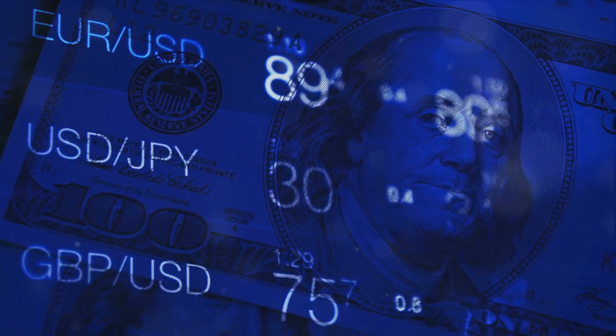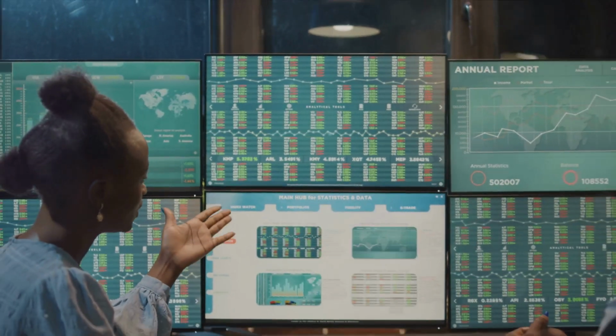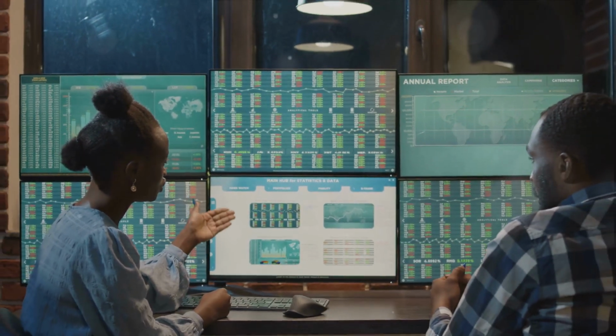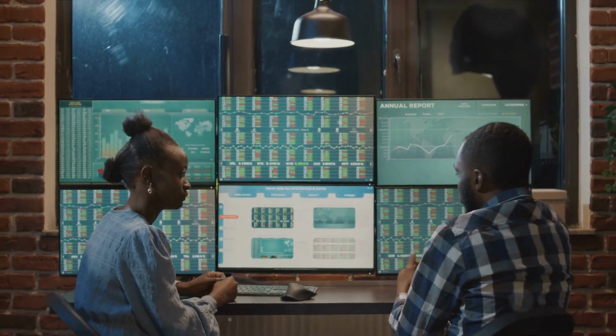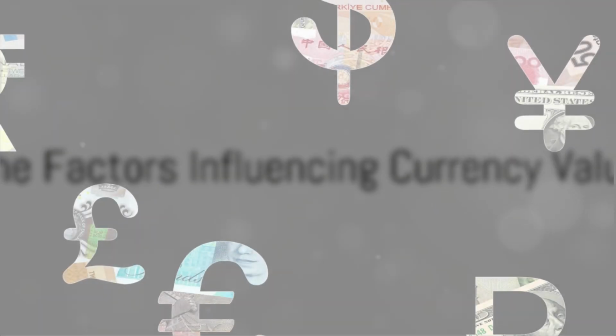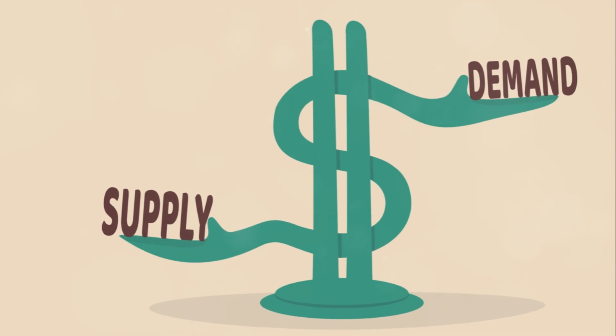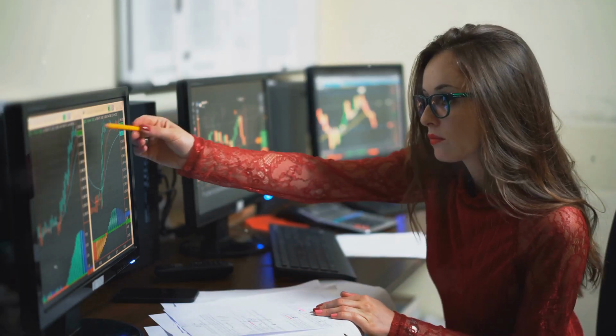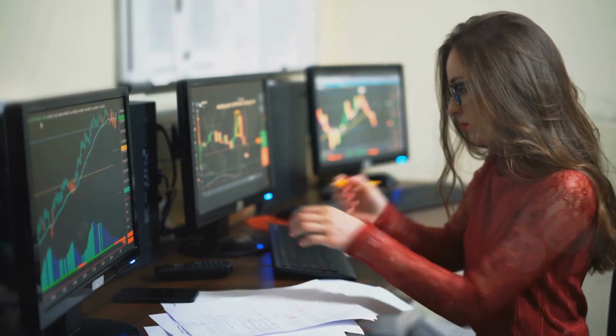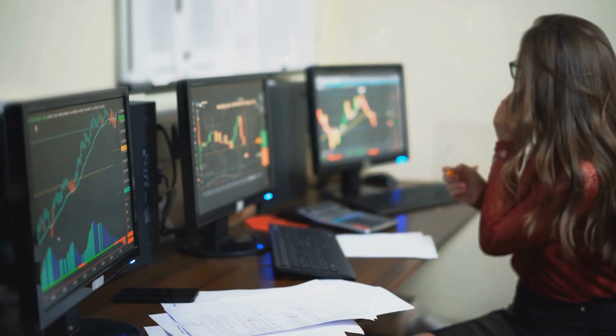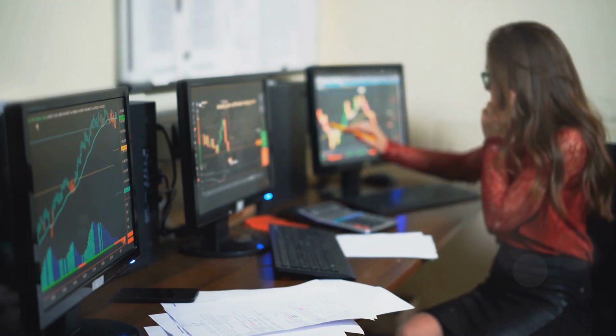So the next time you hold a dollar or a pound, remember, there's a rich history and a complex economic landscape behind each currency's value. Now, what makes the dollar stronger than the Indian rupee or the euro more valuable than the Russian ruble? Well, let's start with the basics: supply and demand. It's the fundamental principle of economics that governs the value of everything we trade, including currencies.